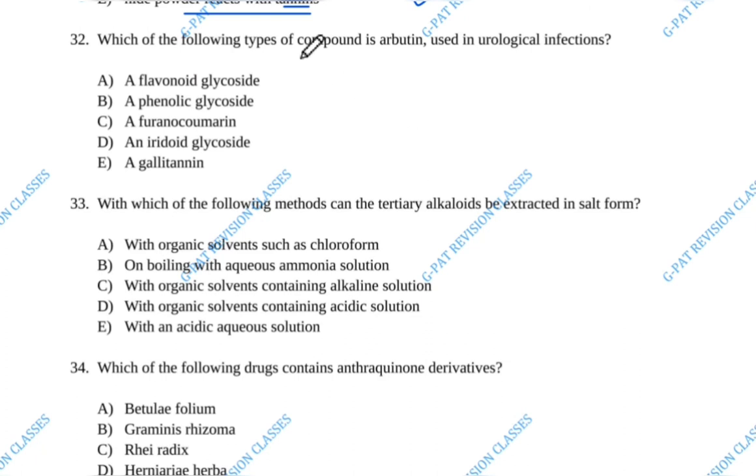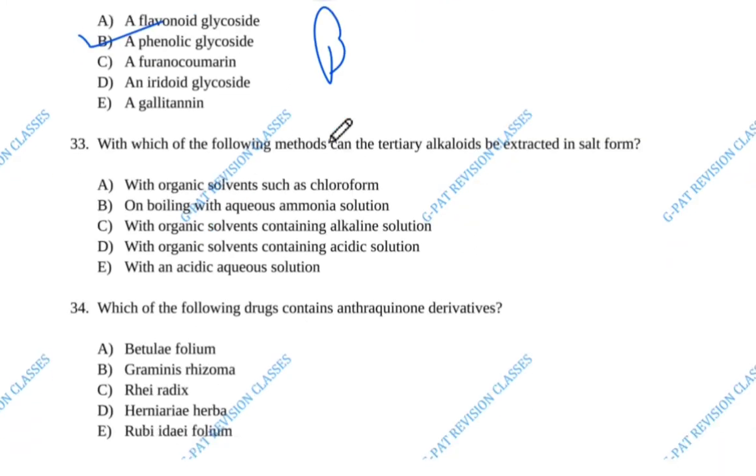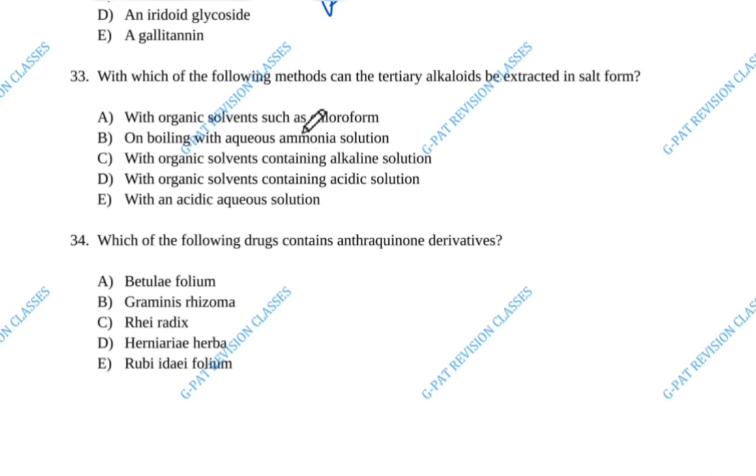Which of the following types of compound is ergotin used in urological infection? The answer is B, phenolic glycoside. Next is question number 33. With which of the following methods can the tetrahydroisoquinoline alkaloid be extracted in salt form? The answer is with an acidic aqueous solution. The answer is A. Okay.